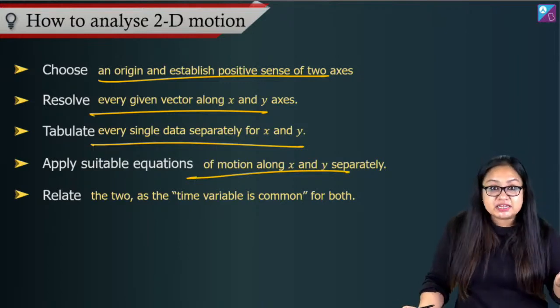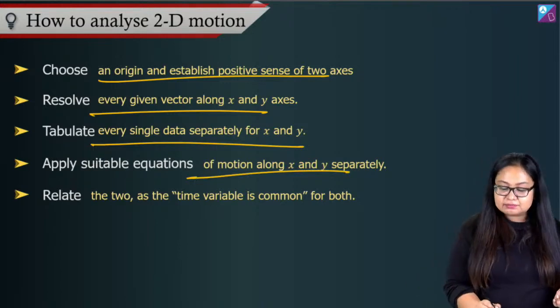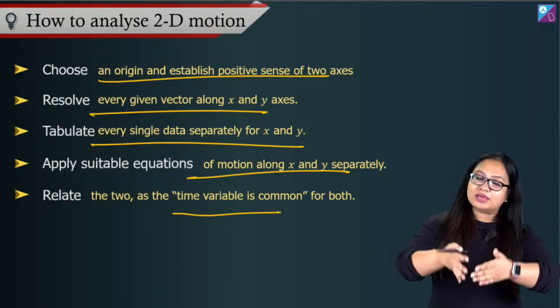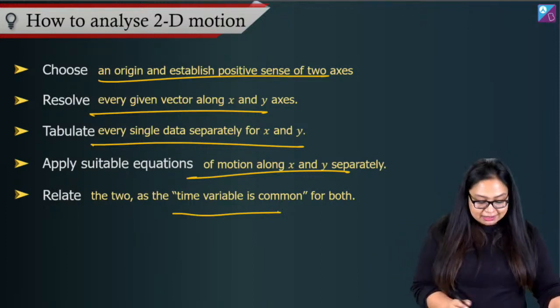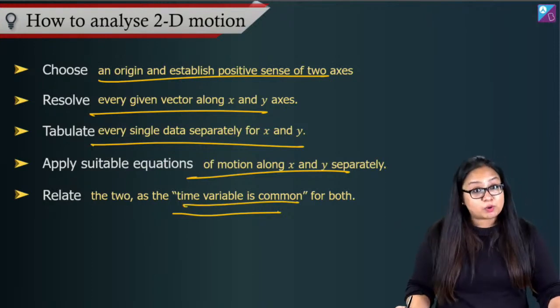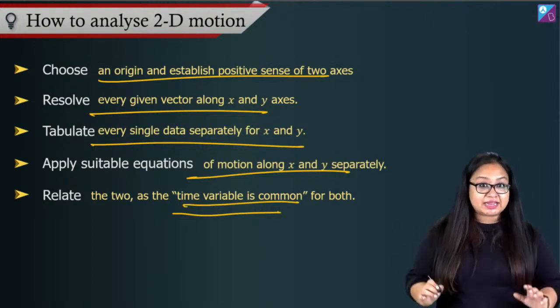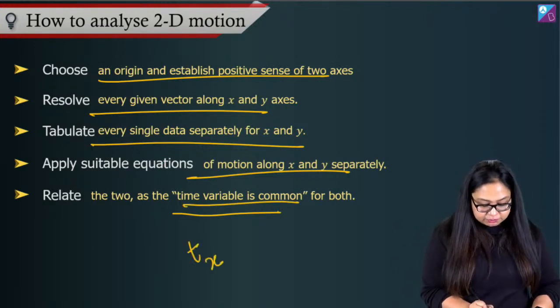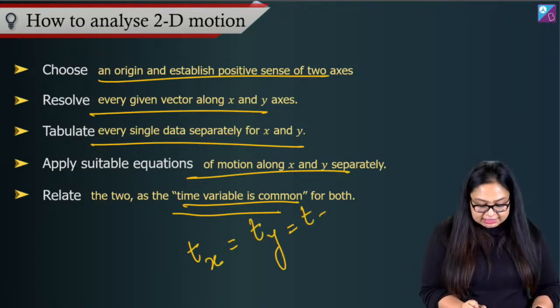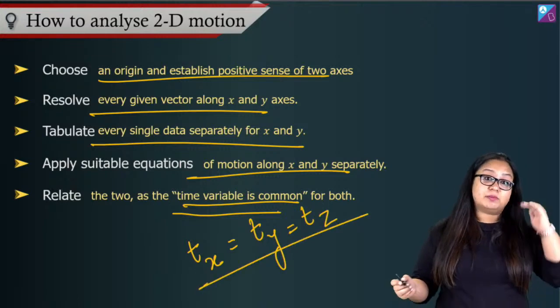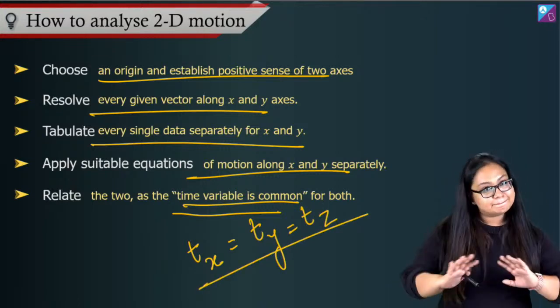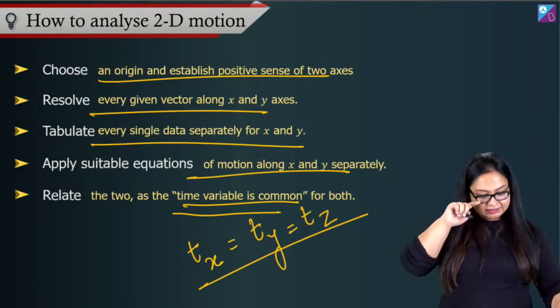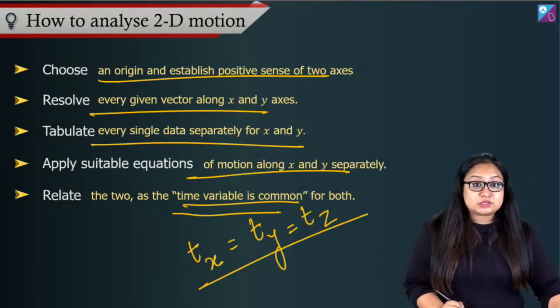We already have seen equations of motion, and then at the end of the day, you can relate them back, all right? Because time variable is common for both, right? So effectively, I can say that time taken for x direction motion is equal to time taken for y direction motion is equal to time taken for z direction motion, if we are talking about 3D. If you're talking about 2D, then x and y only. Okay, right.